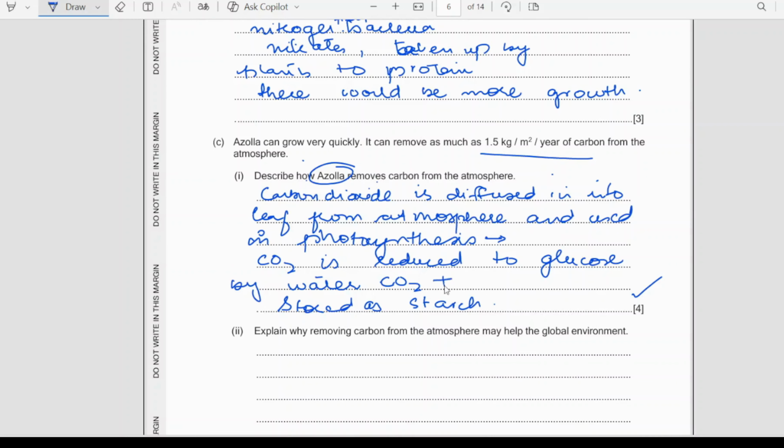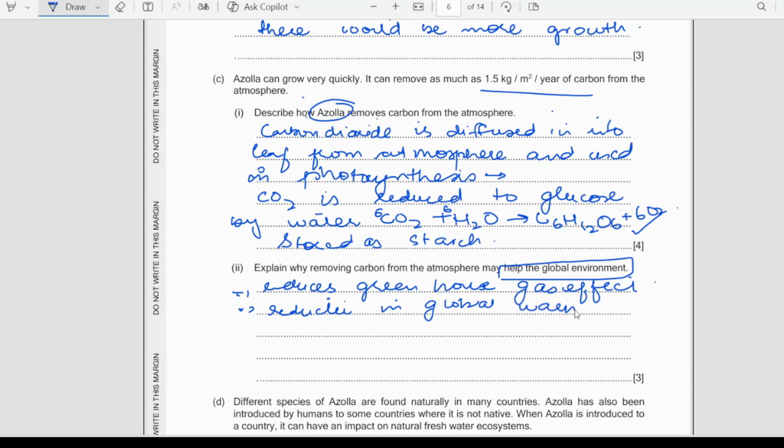Okay. Number one, there would be reduction in the greenhouse gas effect. Number two, there will be reduction in global warming. Yes, limits or reduce the climatic change. Okay, what sort of climatic change? For instance, extreme weathers. Okay, for instance, the increase in temperature.